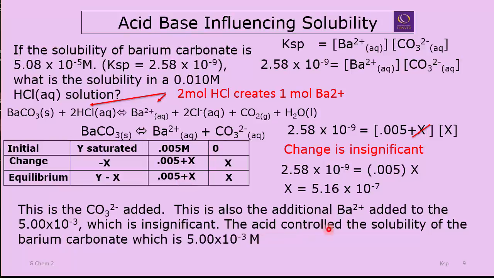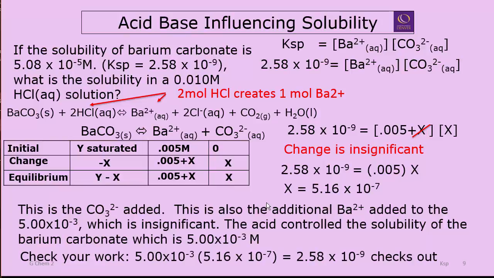Long story short, the acid totally controlled the solubility of the barium carbonate. So you need to work through this a few times, but basically the acid controlled the solubility of the barium carbonate. The acid is actually 2-to-1 with the barium ions, right? Which really is the solubility of the barium carbonate.